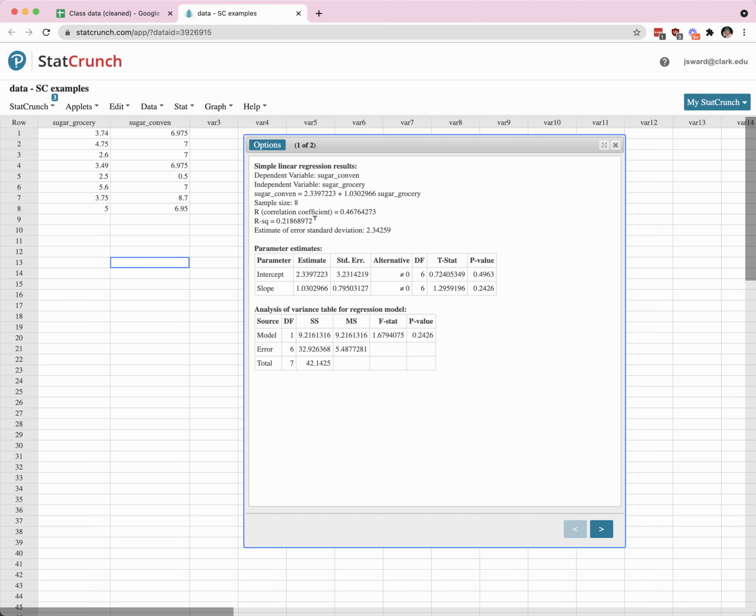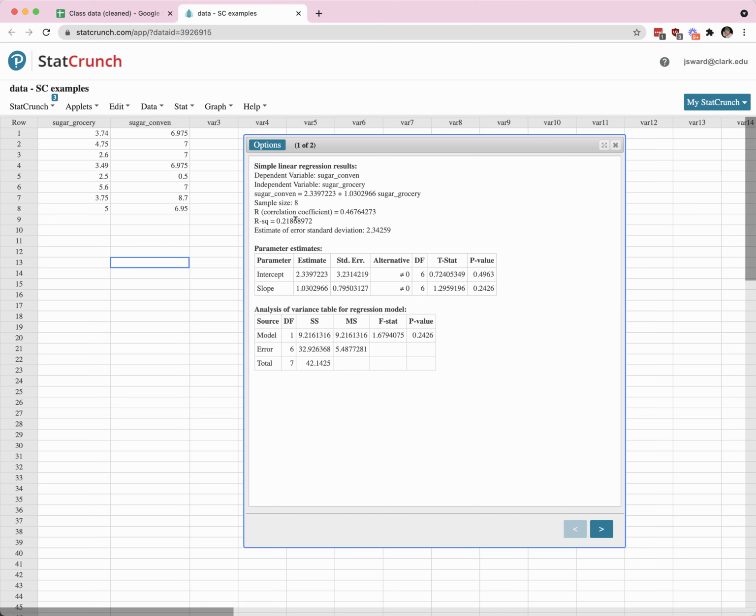R squared, we have this sentence. It looks like about 22% of the variation in the response, so the price of sugar at the convenience store, is explained by the price of the sugar at the grocery store. So 22% is pretty low, so that means that there's a lot of other variables that we did not factor into this equation that are affecting the price of the sugar at the convenience store.